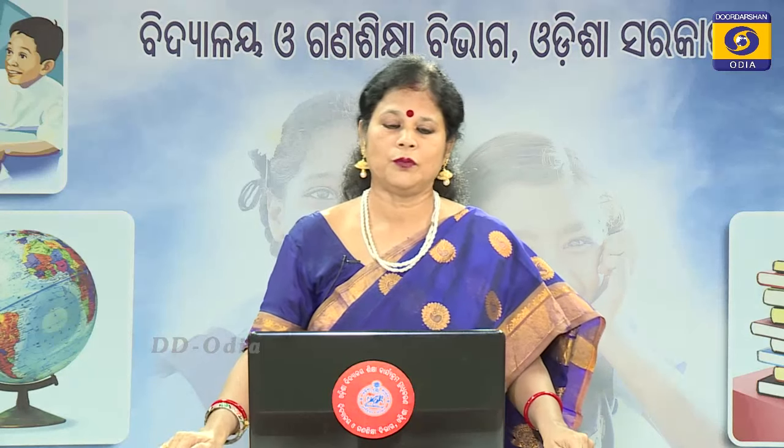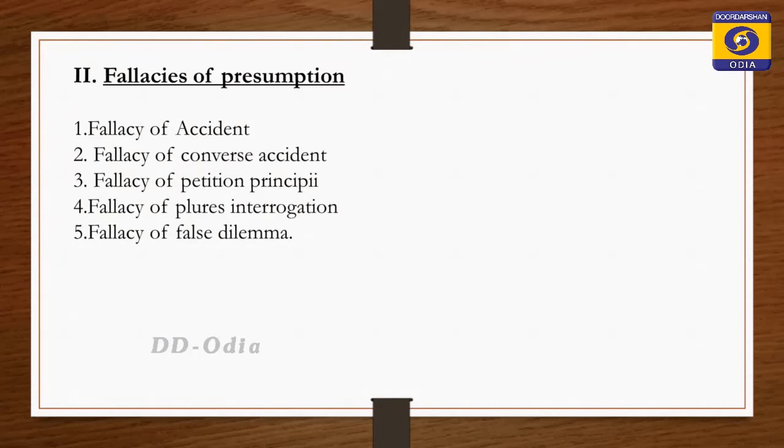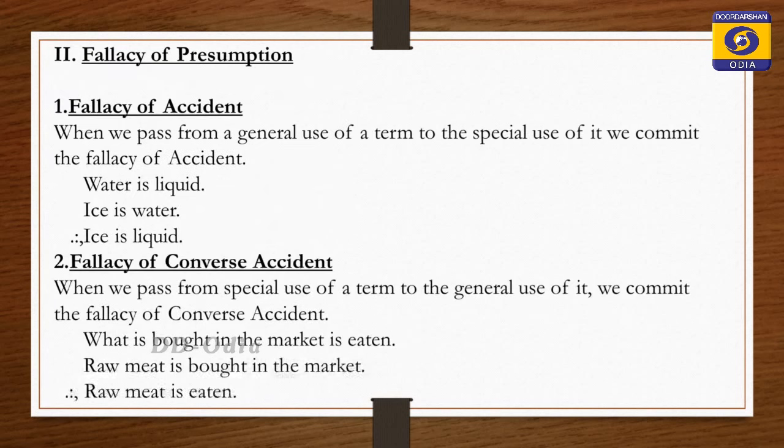Now we will move to the fallacies of presumption. So under fallacies of presumption, you have fallacy of accident, fallacy of converse accident, fallacy of petitio principii, fallacy of Plurium Interrogationum, then fallacy of false dilemma. Let us discuss all these fallacies one by one. The fallacy of accident. What is this fallacy of accident?